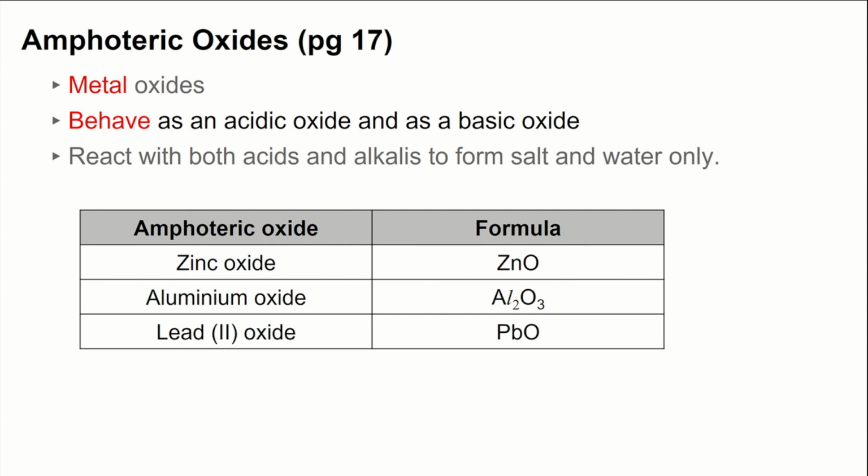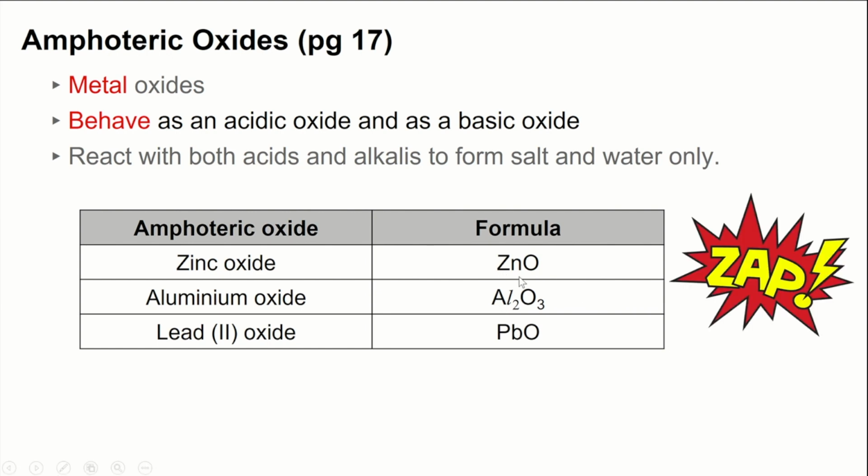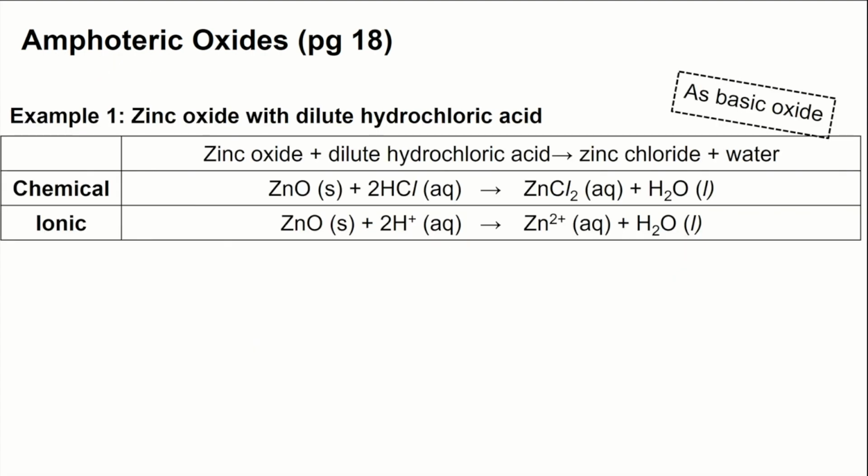How to remember? I remember it as ZAP. Zinc oxide, aluminum oxide, lead-2 oxide. They are metal oxides. They are not just basic oxides, they are also acidic oxides. So they are amphoteric oxides. Take note of the spelling. So these are the reactions.